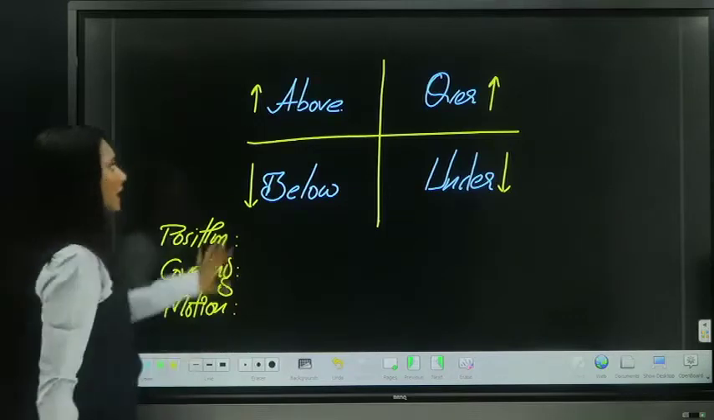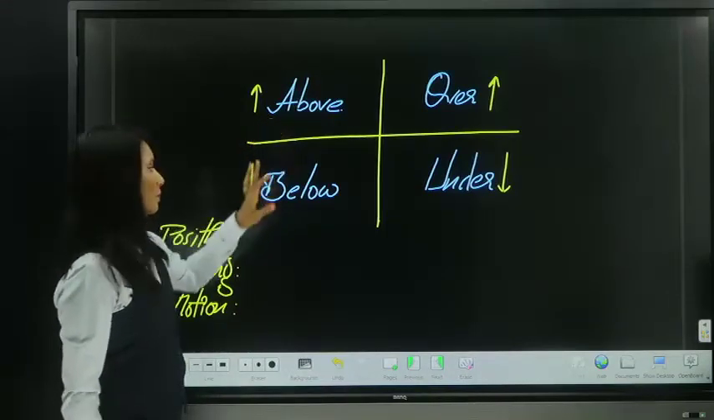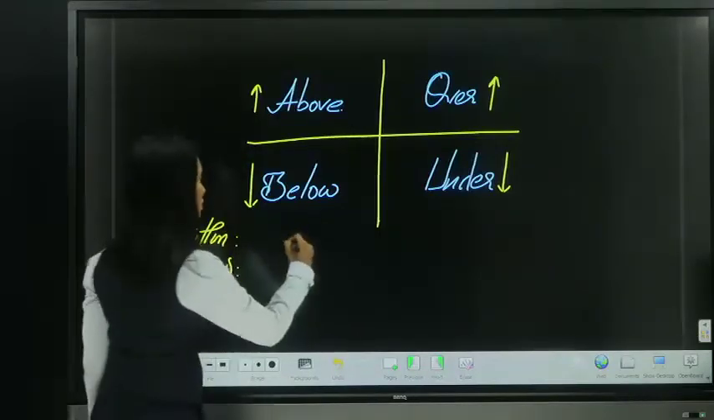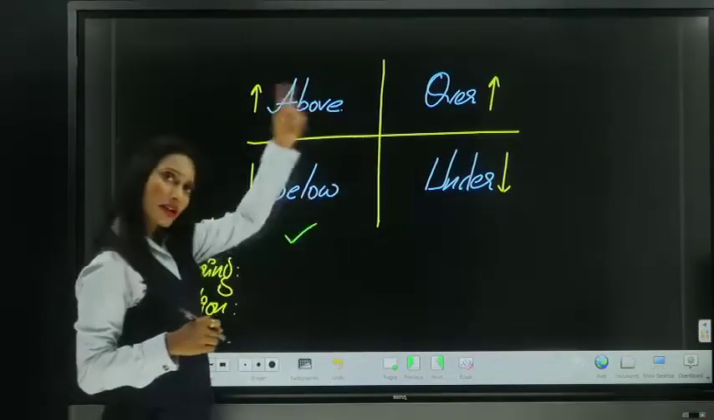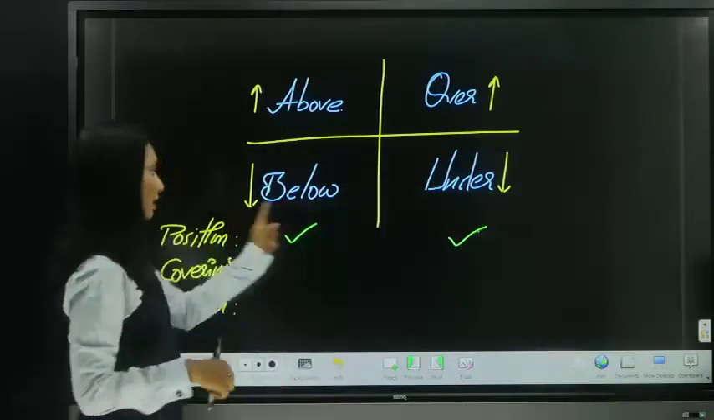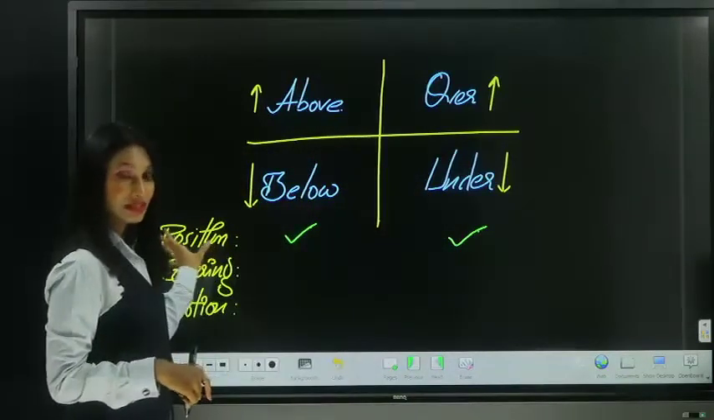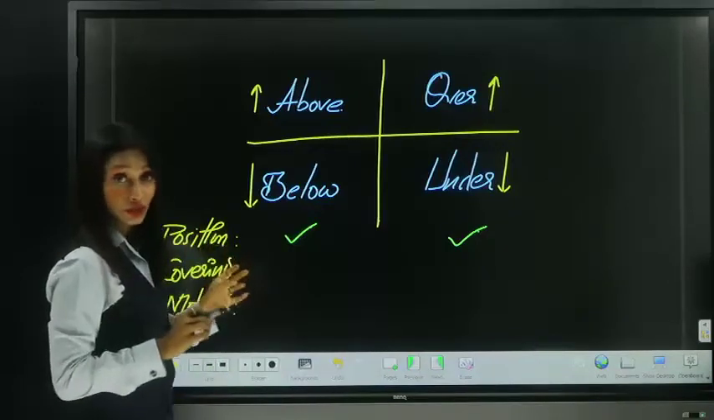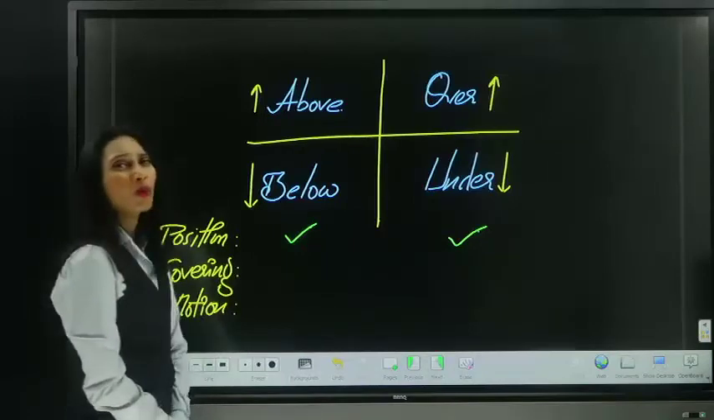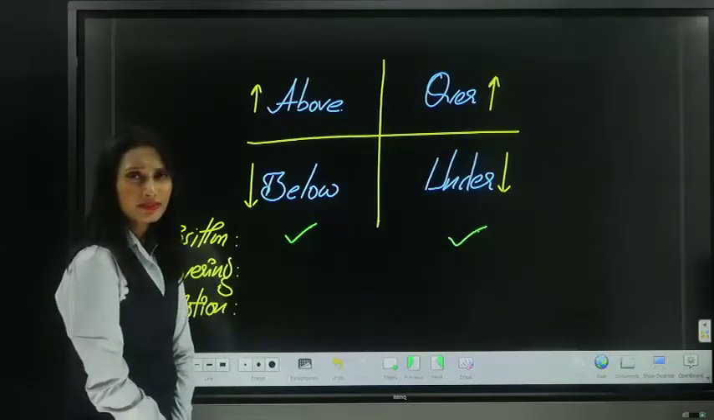Above indicates up in position. Below indicates down in position. Over, up in position. Under, down in position. So all follow this one. All of them denote position. Now covering. Does above indicate any covering?